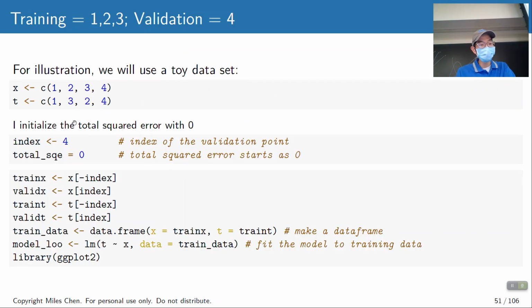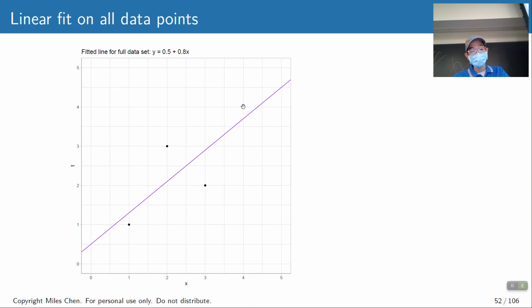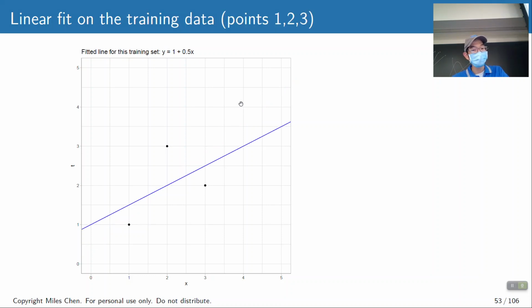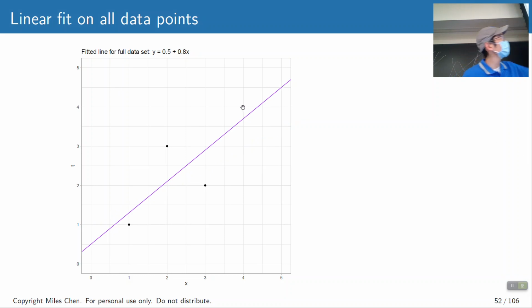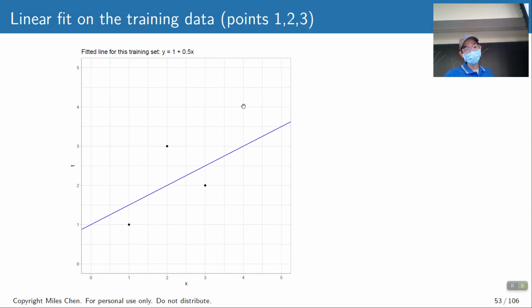All right, but what we're going to do is take this last data point and hide it. This is now my validation set, and I'm going to fit the best fitting line for the 3 remaining points. So I'm covering up that one data point and fitting a straight line to the remaining 3. This is the best fitting line for these 3 data points. You get an intercept of 1 and a slope of 0.5, and this will minimize your squared residuals for these 3 data points. And so now here's my predicted line.